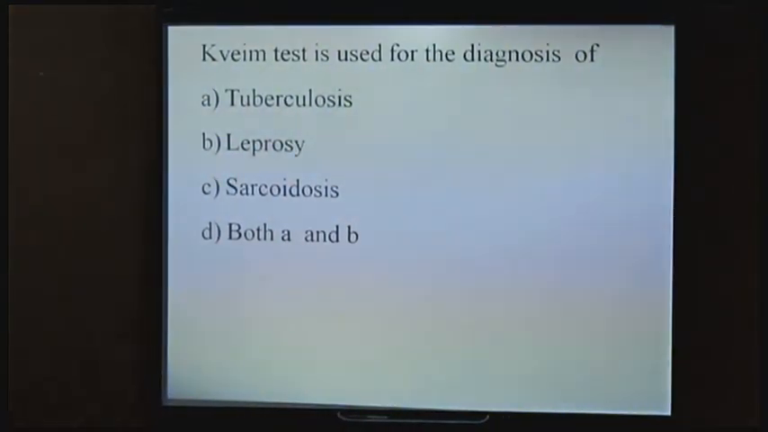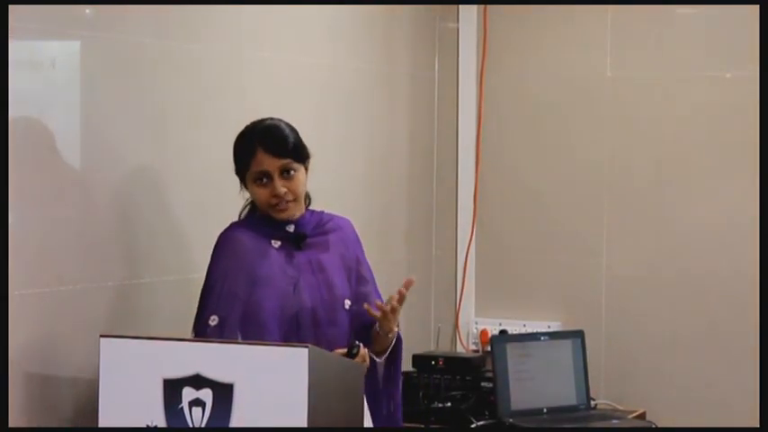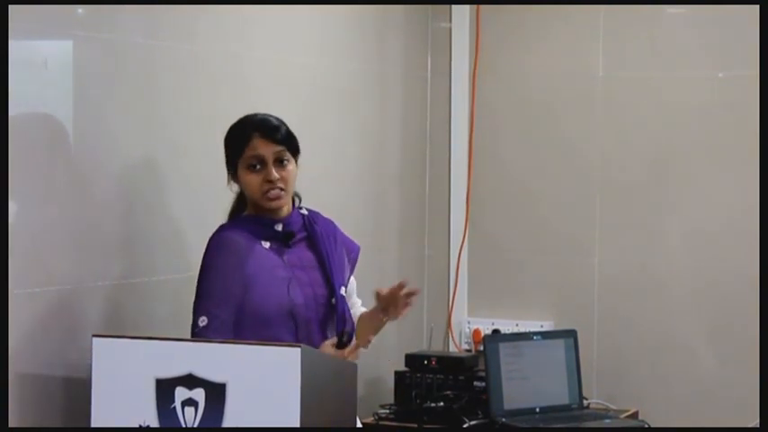Kveim test is used for the diagnosis of sarcoidosis. You will take an infected lymph node aspirate and give it in the subepidermal skin of a suspected infection patient, and you will observe the patient for 48 to 72 hours. If there is an induration seen on the skin of that patient, then the patient is considered positive for sarcoidosis.